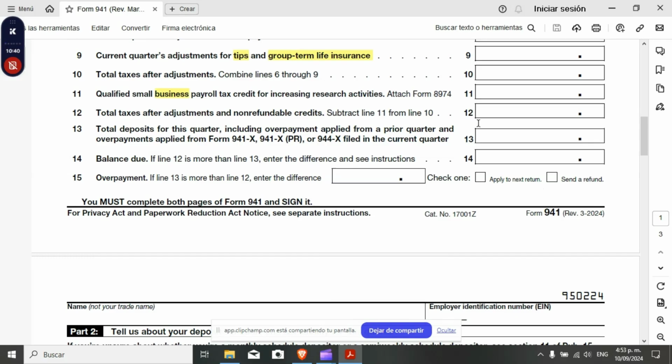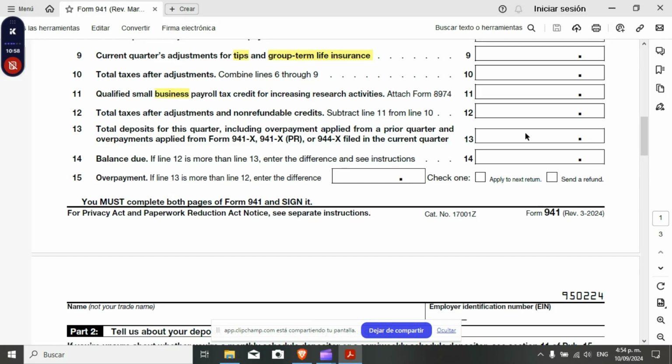Again, we're not taking any tax, it doesn't apply, so there's no taxes to be applied, and since there's no taxes, there's no deductions necessary or adjustments either. So line 12 is zero, and then line 13 again is the total amount of deposits this quarter that you've made on the taxes.